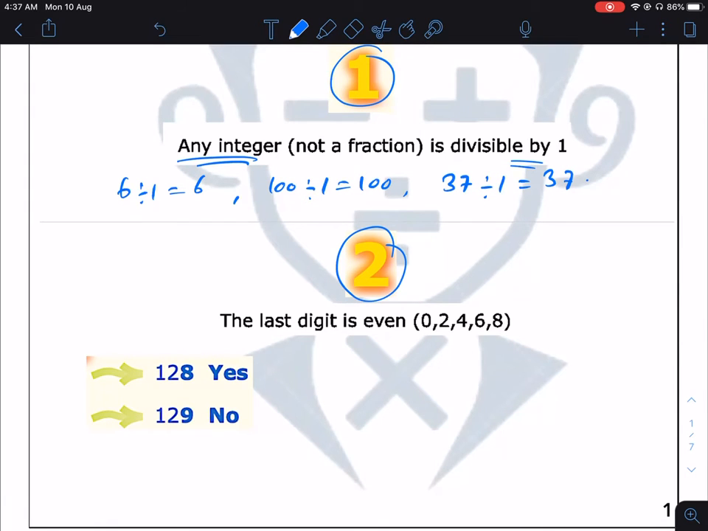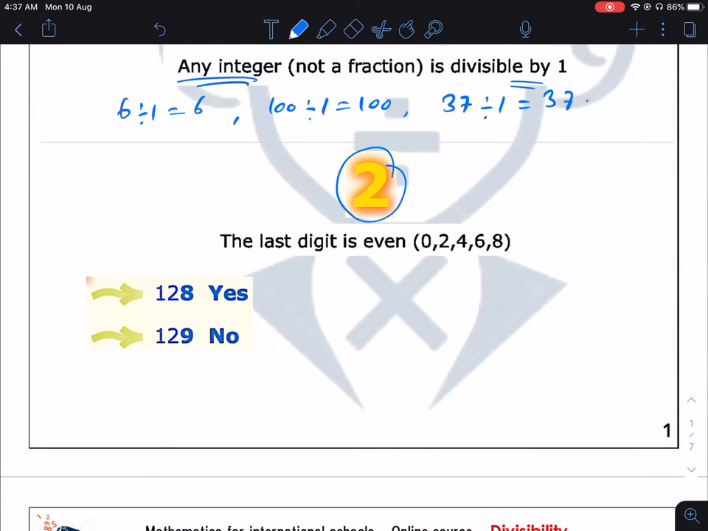Divisibility by 2. To check the divisibility by 2, look at the last digit in the number. If the last digit is 0, 2, 4, 6, or 8, I mean an even number, that means the number is divisible by 2. So for 128, the last digit is 8, so yes, this number is divisible by 2. For the number 129, the last digit is 9. 9 is not even, so this number is not divisible by 2.